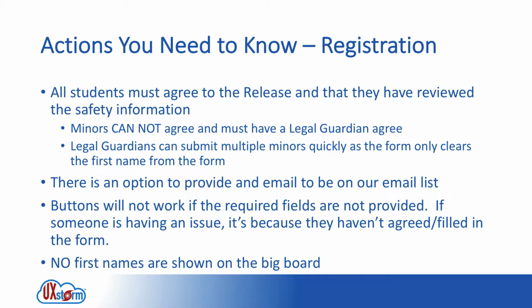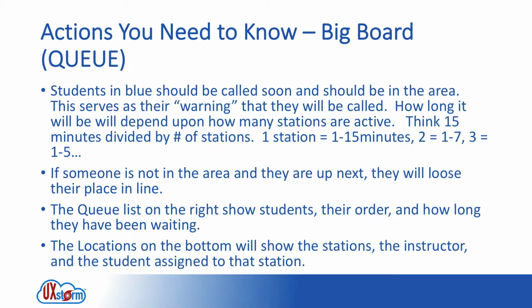There is an option on the form to provide an email and agree to be on the sign-up list. If somebody wants to be part of our email list, this is a way that they can get into it very quickly. Now, if somebody's having trouble and the buttons aren't working, they haven't agreed to everything or they haven't filled out the information. The buttons will not work, except for the cancel button, unless they fill out all the information.